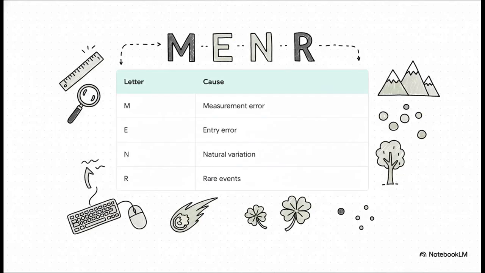Let's break it down. M is for measurement error. E is for entry error. N is for natural variation. And R is for rare events. MENR. One more time, measurement, entry, natural, rare. If you can just remember MENR, you'll be able to list all four causes, no sweat.